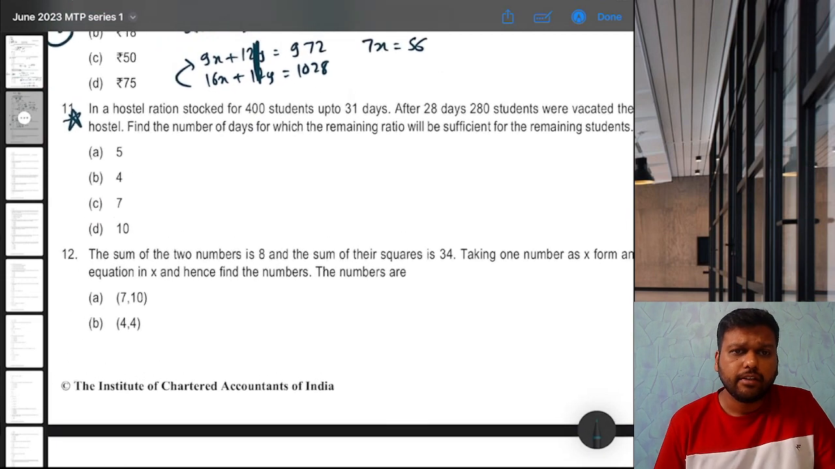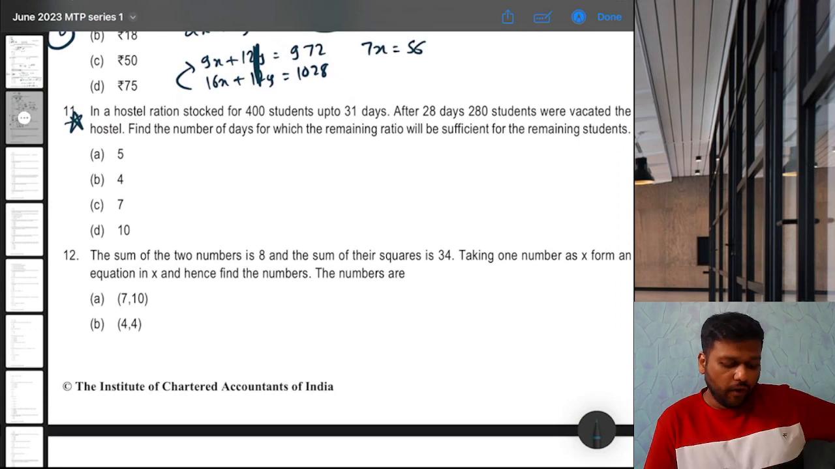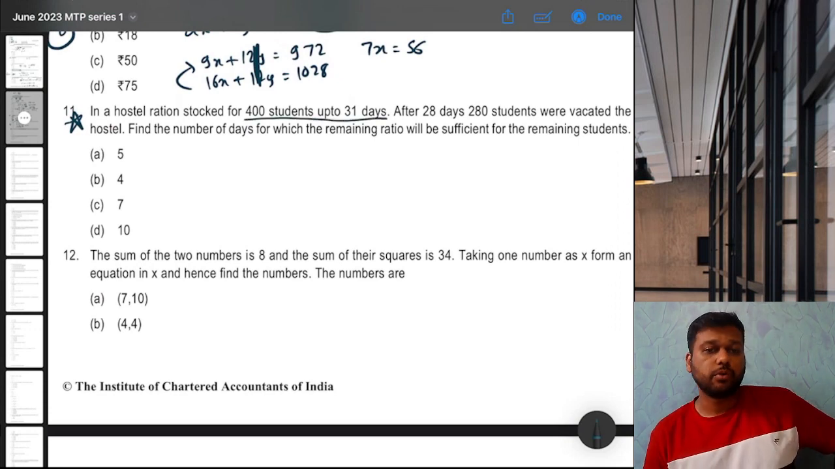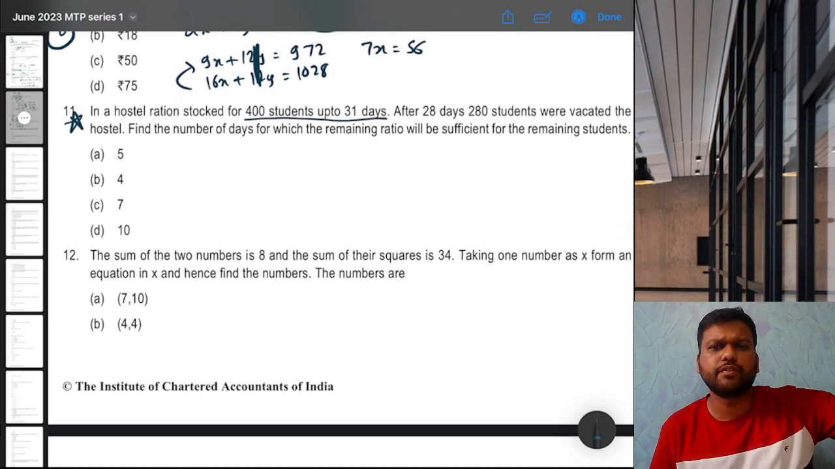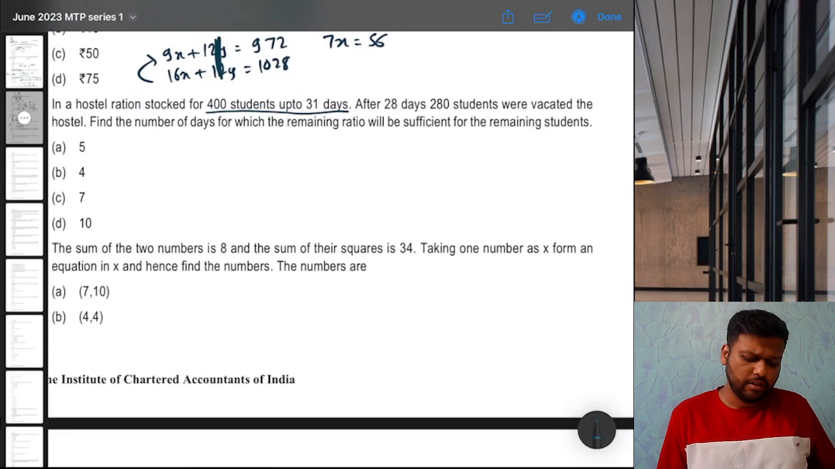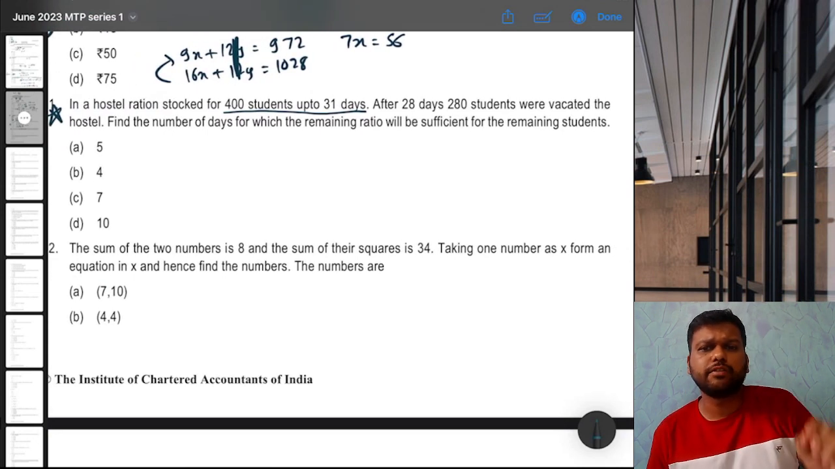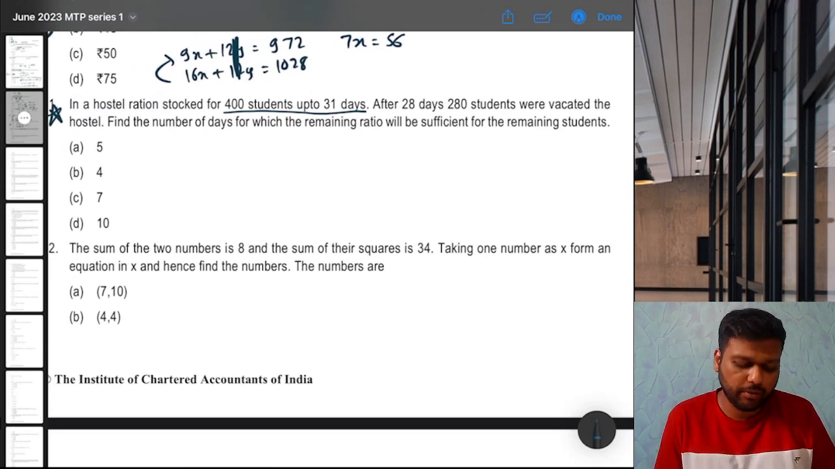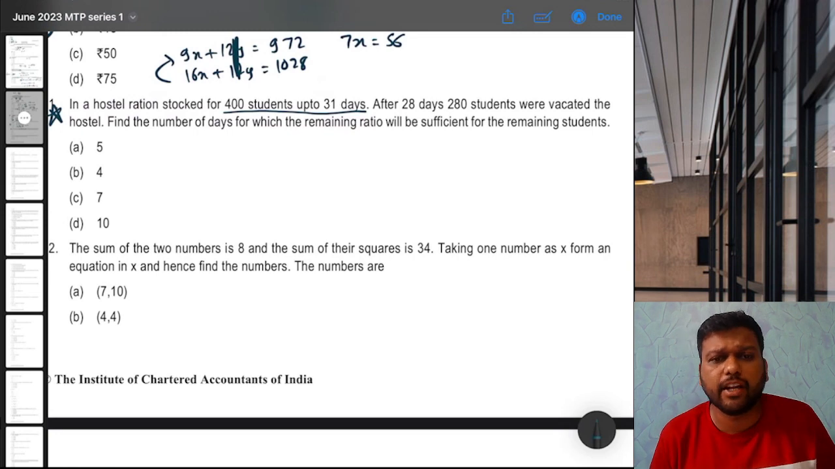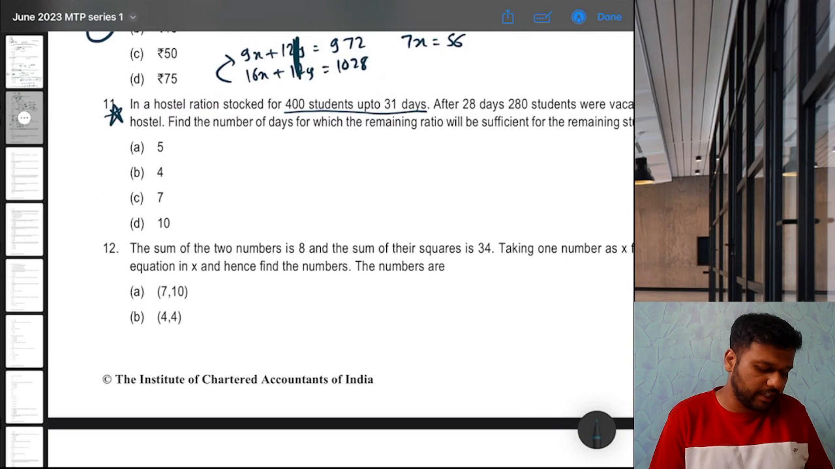In a hostel, ration stocked for 400 students up to 31 days. Okay, so you have food items which can be used for 400 students for 31 days. After 28 days, 280 students vacated the hostel. Find the number of days for which the remaining ration will be sufficient for the remaining students. I'll make a separate video on these kind of questions. This is a good question.